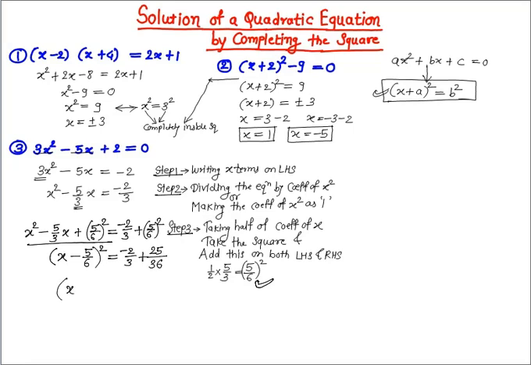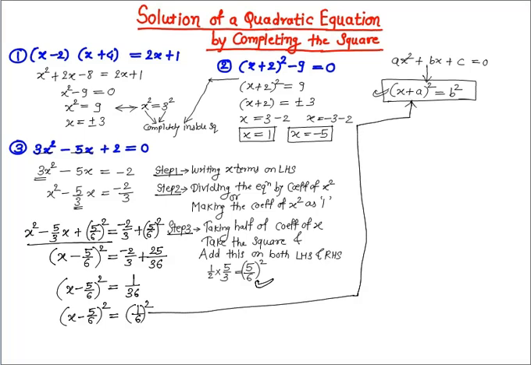So left hand side as it is. What would be the right hand side? If you solve this, you get 1 by 36. That means 1 by 36 can be written as (1 by 6) whole square. And left hand side also we have seen, (x minus 5 by 6) whole square. If you observe, this step is in the form of (x plus a) whole square equals to b square, right? So now we have converted the quadratic equation into a completing the square form.